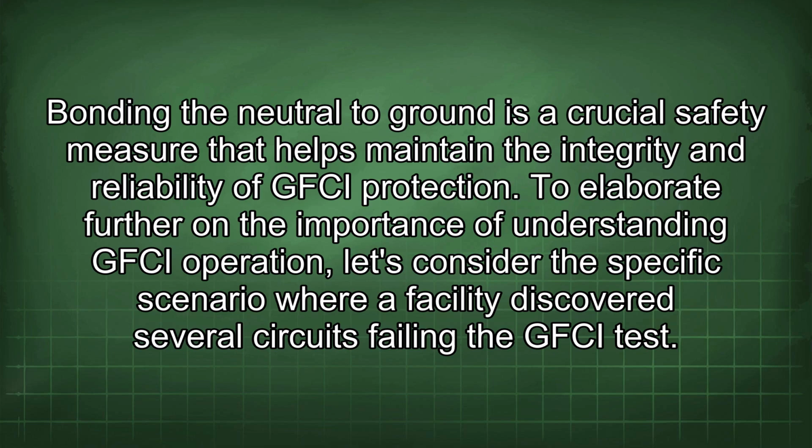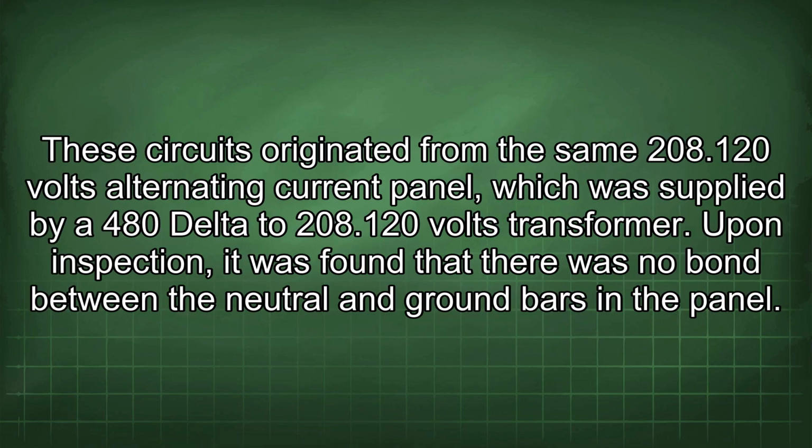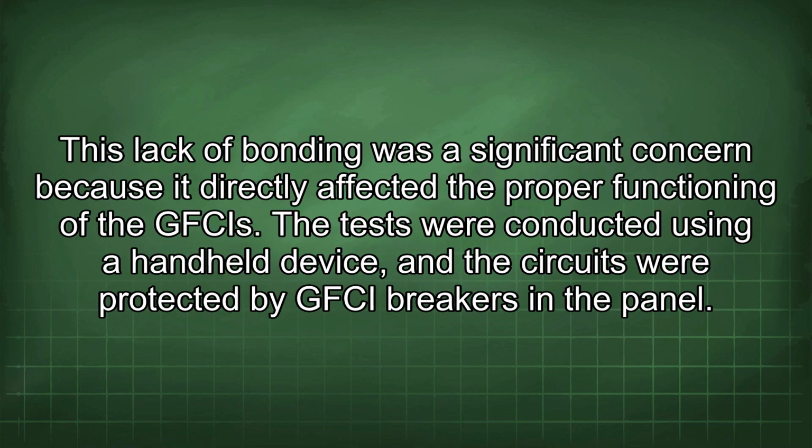To elaborate further on the importance of understanding GFCI operation, let's consider the specific scenario where a facility discovered several circuits failing the GFCI test. These circuits originated from the same 208/120 volts alternating current panel, which was supplied by a 480 delta to 208/120 volts transformer. Upon inspection, it was found that there was no bond between the neutral and ground bars in the panel. This lack of bonding was a significant concern because it directly affected the proper functioning of the GFCIs.